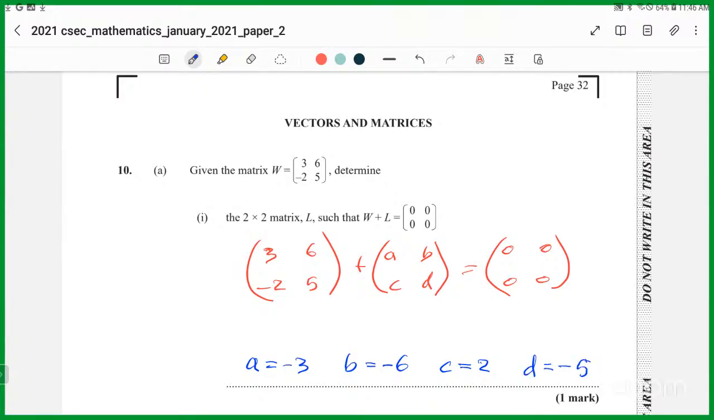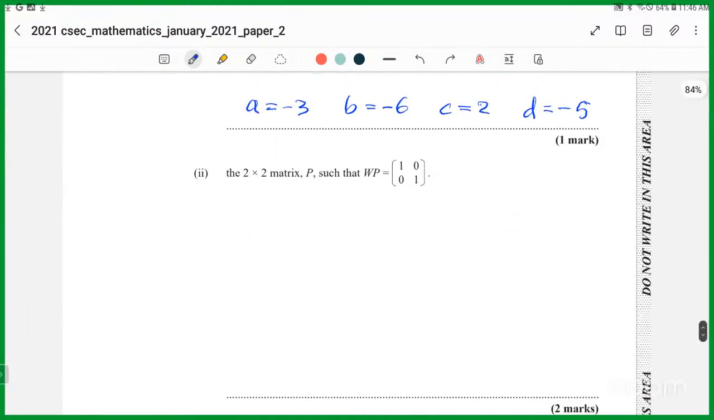That is it. So 3 and negative 3 is 0, correct? 6 and negative 6 is 0, correct? Negative 2 and 2 is 0, correct? 5 and negative 5 is 0, correct? Those are the correct answers. Easy question. Okay? Yes, sir. Alright, good.